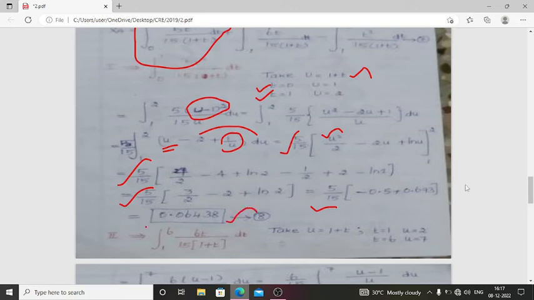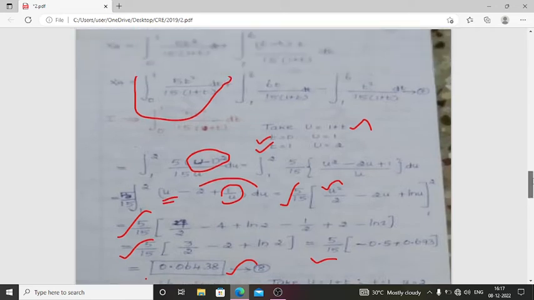0.06438. This is the first expression. So only one part has been taken. Now the rest of the two terms.